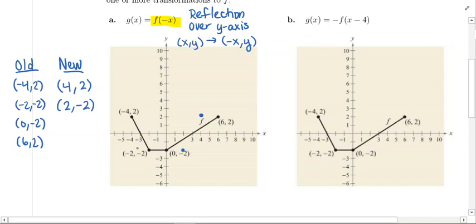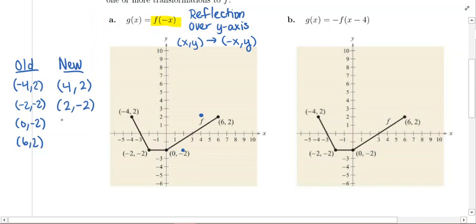Okay, again, you could have looked at this point and said, hey, it's 2 units to the left of the y-axis, so when I fold the sheet of paper, it's going to go 2 units to the right of the y-axis. Okay, all right, moving on to 0, negative 2. Okay, that's this point right here.